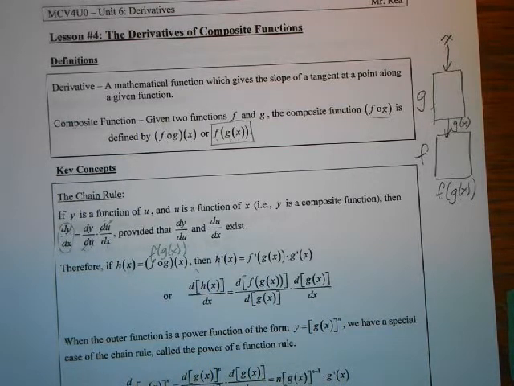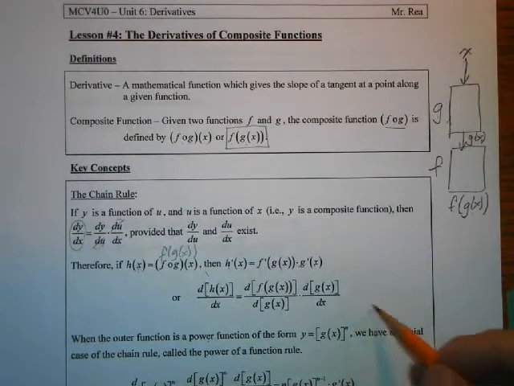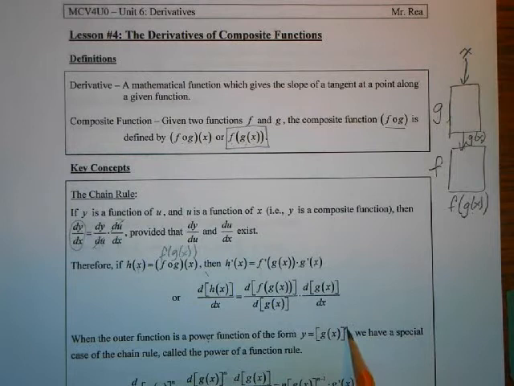Now there's a special situation where the outside function is just an exponent, like a power function, and we saw something like this in the last lesson, where we had a binomial to an exponent.